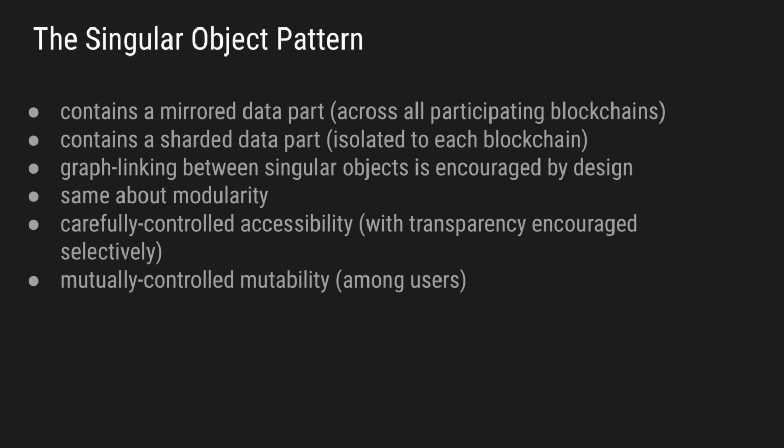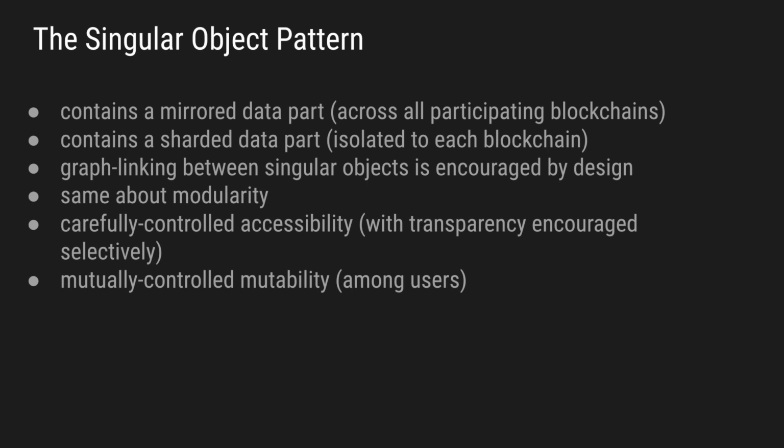transactions. The singular object pattern contains a mirrored data part across all participating blockchains and a sharded data part, which is isolated to each blockchain. You have graph linking between singular objects, and this is encouraged by design. Same about modularity. And you have carefully controlled accessibility with transparency encouraged selectively.